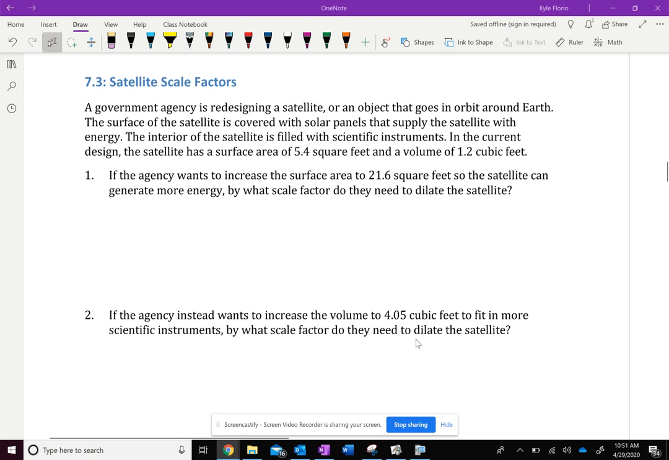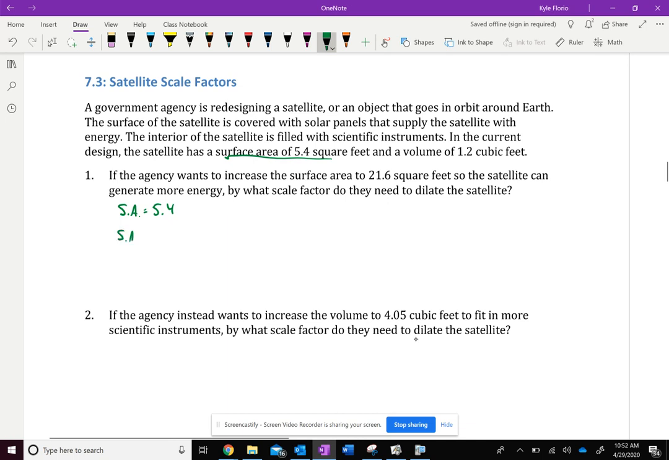In the current design, the satellite has a surface area of 5.4 square feet and a volume of 1.2 cubic feet. If the agency wants to increase the surface area to 21.6 square feet, so the satellite can generate more energy, by what scale factor do they need to dilate the satellite? So we know that the surface area right now, as it stands, is 5.4, and I want to dilate.